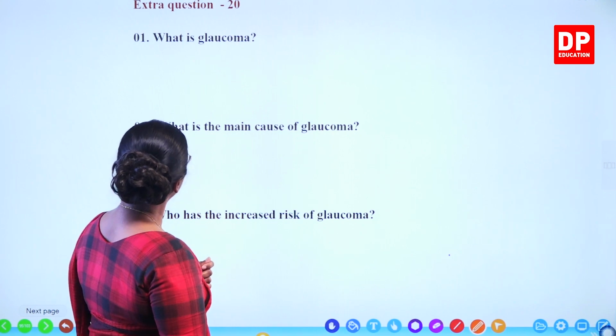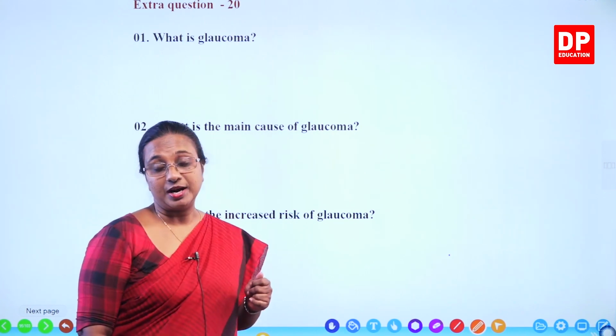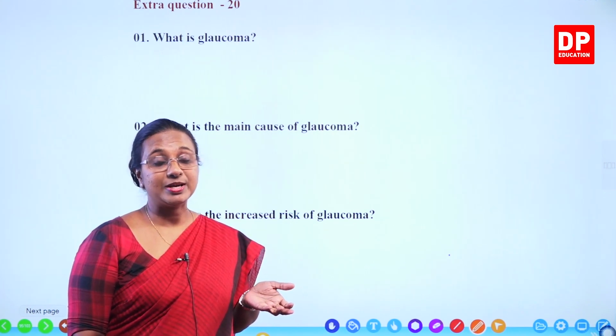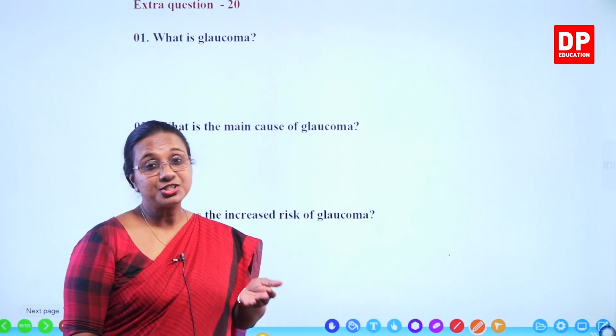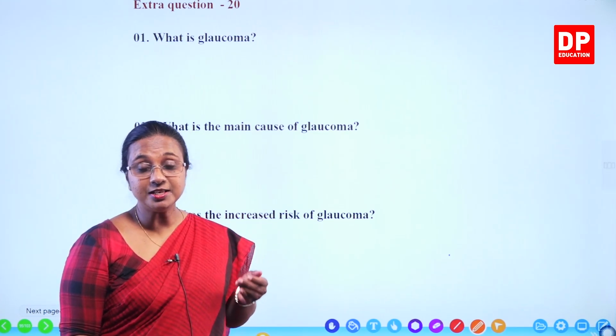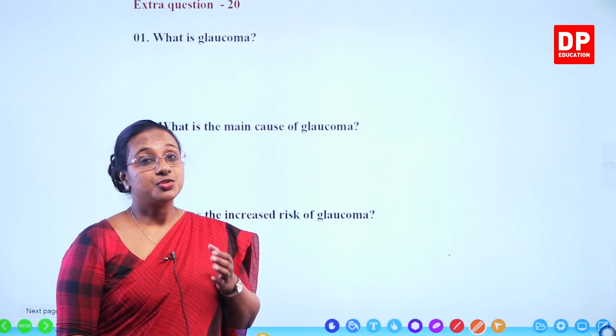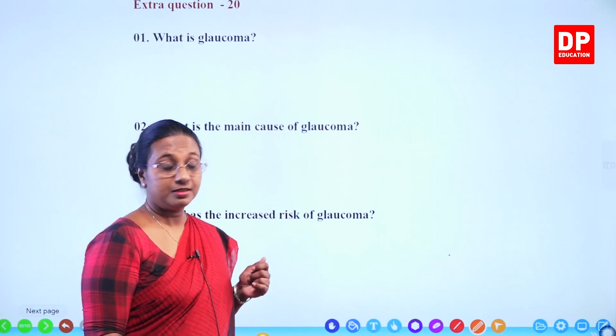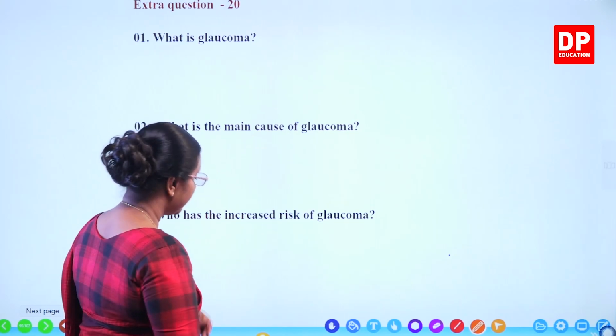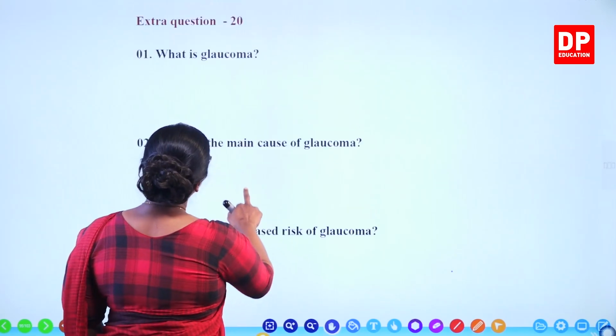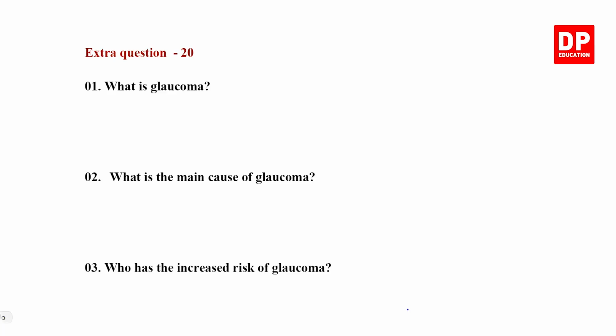Extra question 20. What is glaucoma? You all know the answer to these, students. What is glaucoma? The reduction in the visual range of a person due to the damage caused to the optic nerve. So that is the disorder that is known as glaucoma. So we have to write that answer.